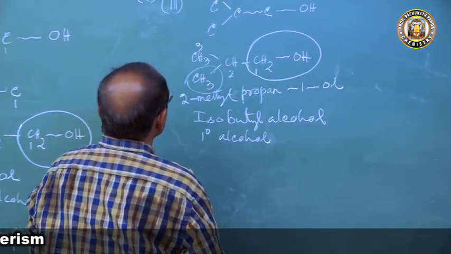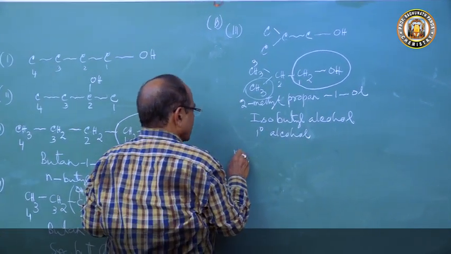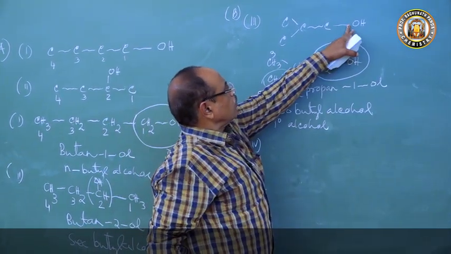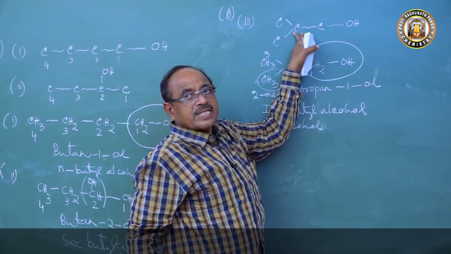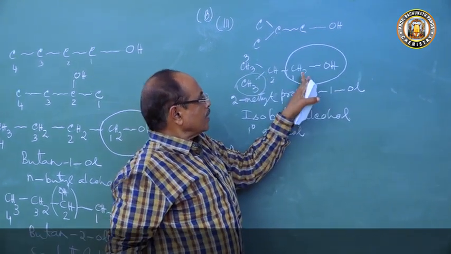Now we'll come to another structure, and this we can have in the structure. We can move the OH group from the first carbon atom to the second carbon atom. We have the carbon atom here, 1.